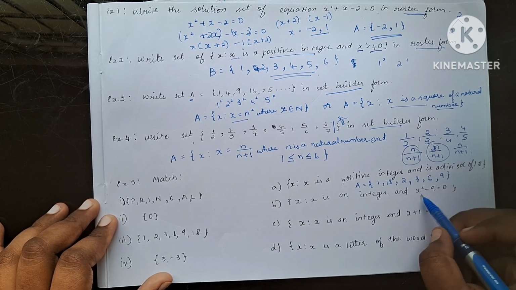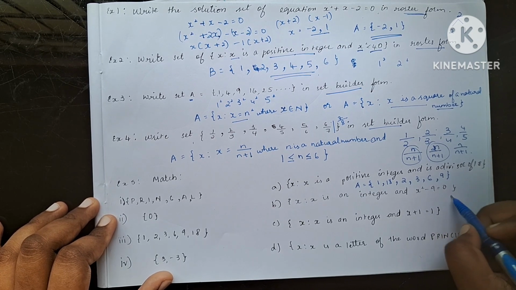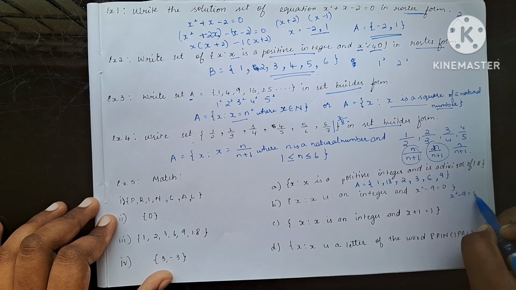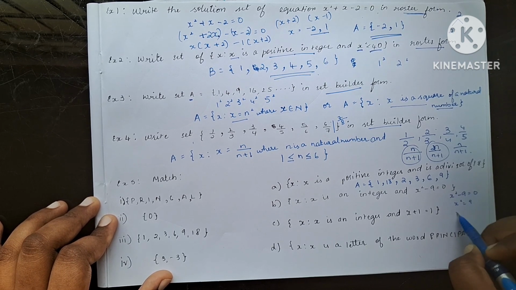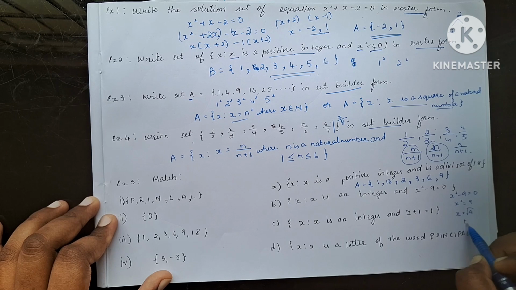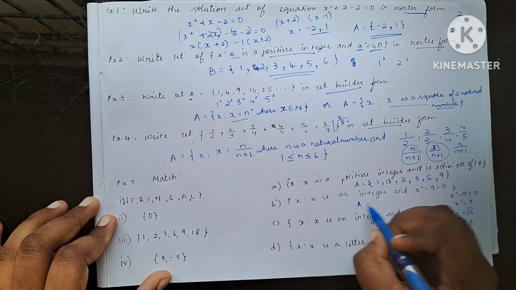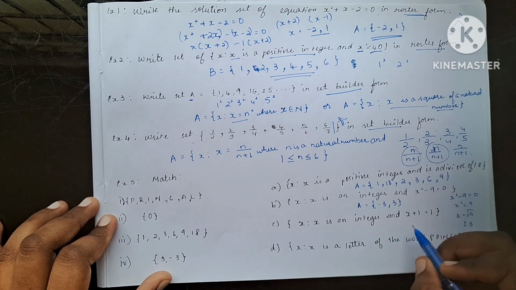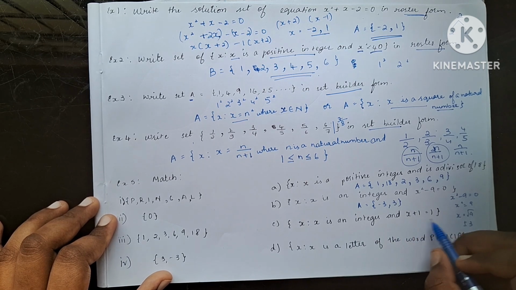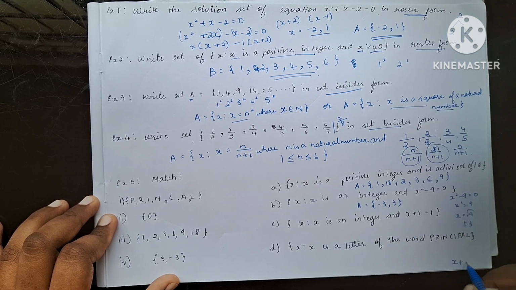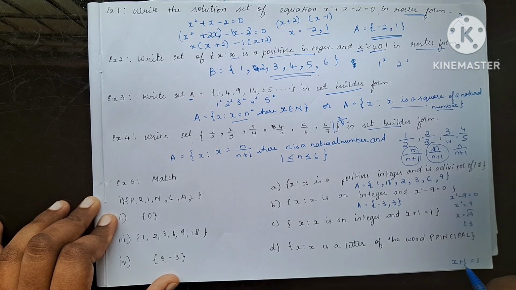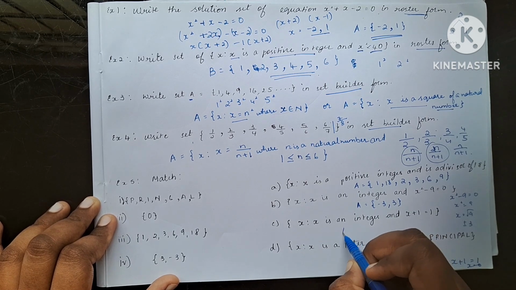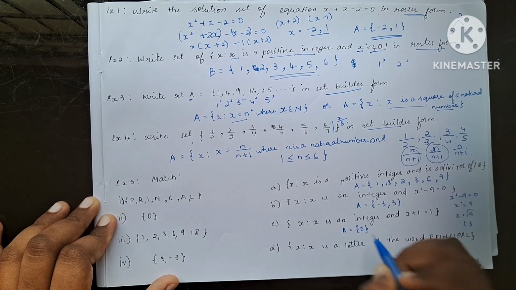Next one, x square minus 9 is equal to 0. x square is equal to 9, and x is equal to root of 9, which is plus or minus 3. So your set A would be minus 3 and plus 3. And over here, x is an integer and x plus 1 is equal to 1. So x plus 1 is equal to 1 means 1 will go to the other side, and x will be equal to 0. So your set consists of just one element, that is 0.